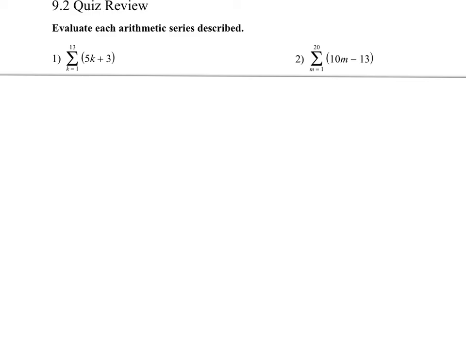All right, let's get started here on number 2. I see that this is an arithmetic sequence because it is in the form of mx plus b. And so what I'm going to do here is use my sum formula, which is n over 2, the number of numbers divided by 2, and then times the first number plus the last number. So I do need to get that first number and last number.